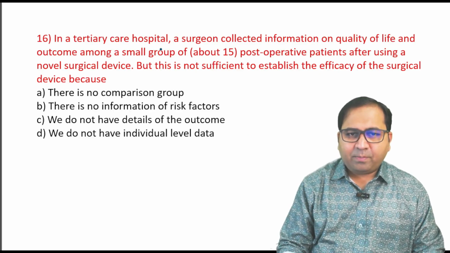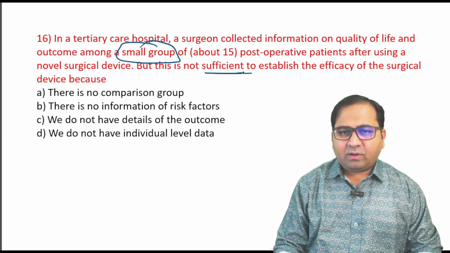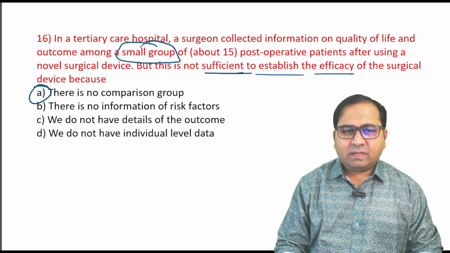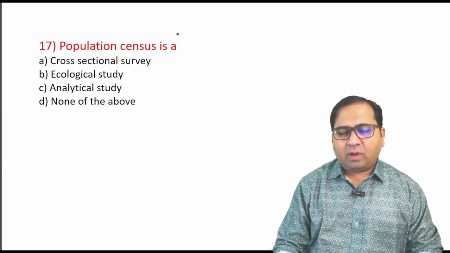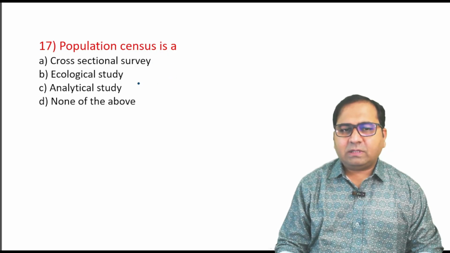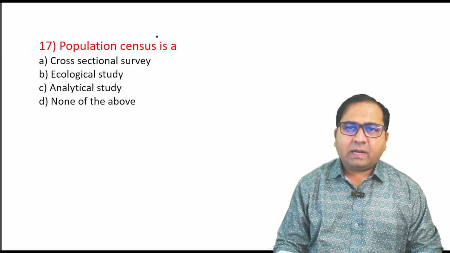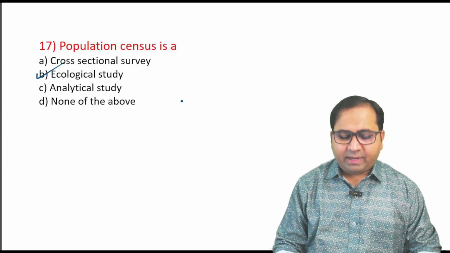So when you are studying a small group, you should also have another small group. Because there is no other group, it is not sufficient to establish the efficacy of the surgical device. So the answer for this question is A, that there is no comparison group. Next question. Population census is a dash. Options are A. Cross-sectional survey, B. Ecological study, C. Analytical study, or D. None of the above. It has been repeated again and again that population census is an ecological study. The same concept they are asking in a different way.